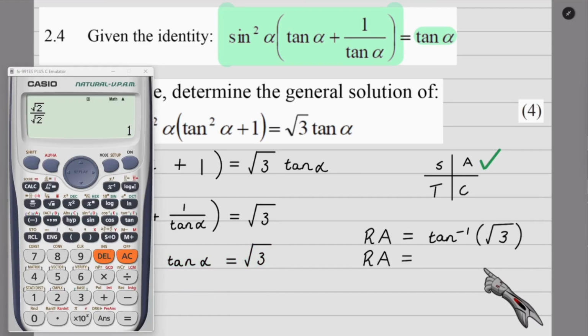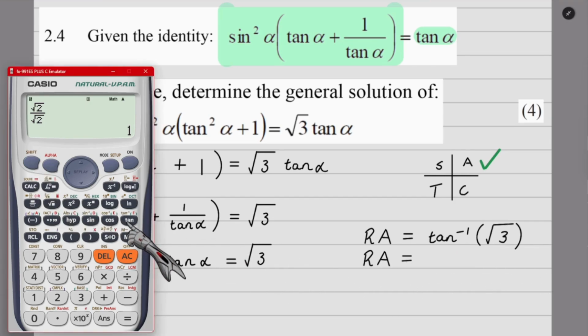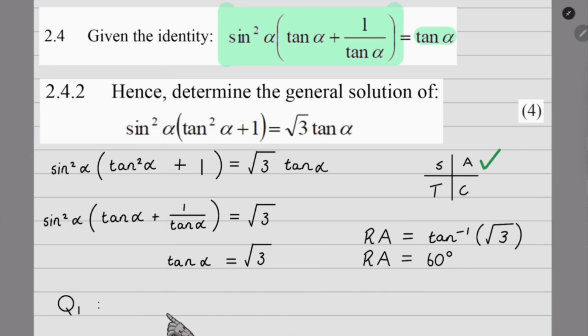Once we know what quadrant we're working in, we're going to get the reference angle. And how I get the reference angle is I take that tan over and it becomes shift tan. And then I put in the root 3 there. So shift tan of root 3 will give me a reference angle of 60 degrees. And then I start off my general solution like this for quadrant 1. And then I always put an angle on the left over here. And then because I'm in quadrant 1, I just put the reference angle straight over there.